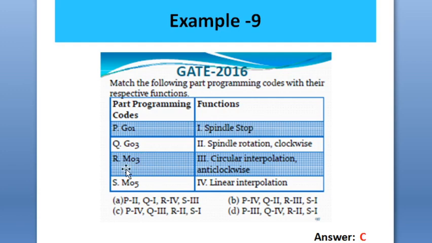R1, sorry, R2 is spindle rotation, spindle on in clockwise direction. M05 spindle stop. Therefore, R2, S1. This is the correct matching. Option C is the correct answer: linear interpolation, circular interpolation in anticlockwise, spindle rotation clockwise, M05 for spindle stop.